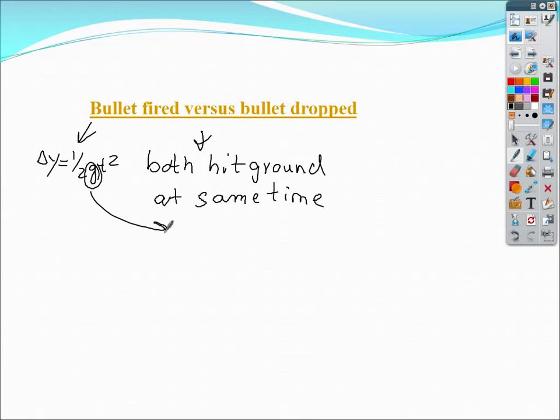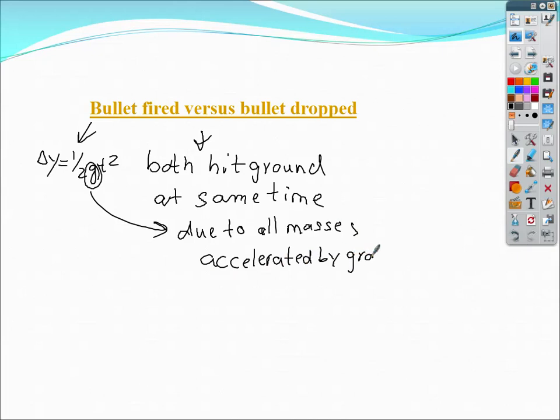But basically the idea is, again, this goes back to when we talked about free fall: everything hits the ground at the same time. So it's due to all masses being accelerated by gravity the same. Okay? And so it doesn't matter, as long as you shoot it horizontally.